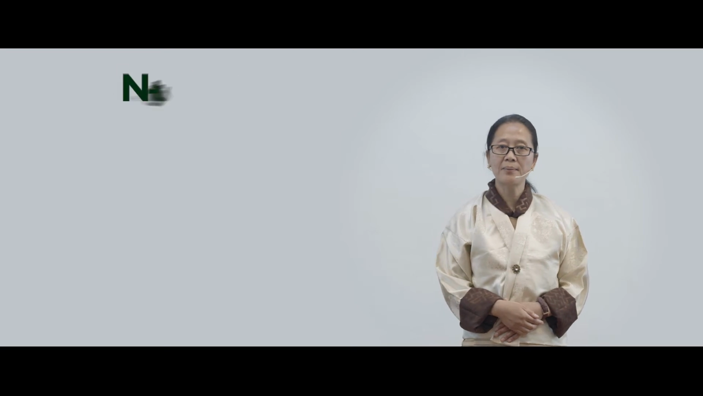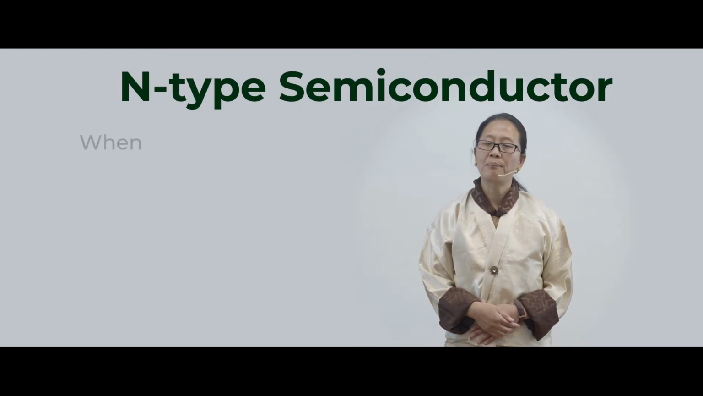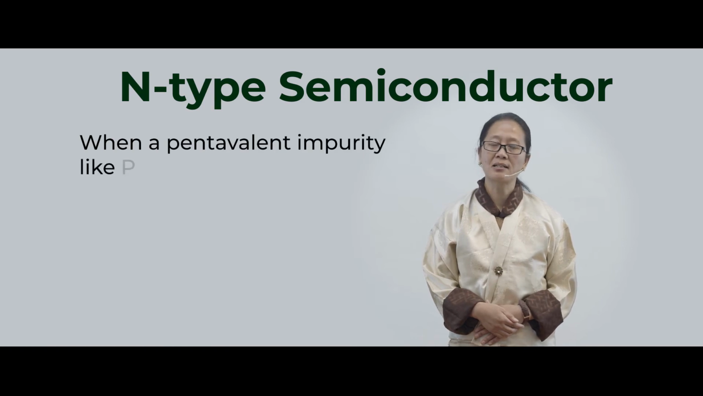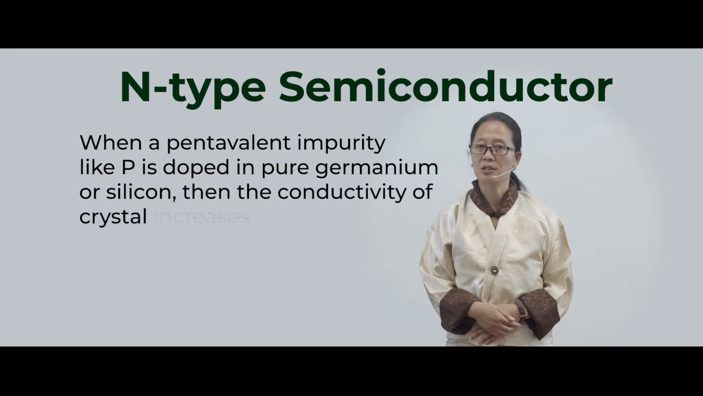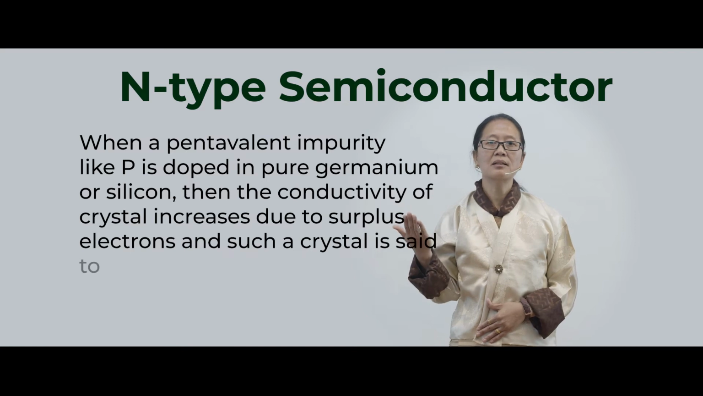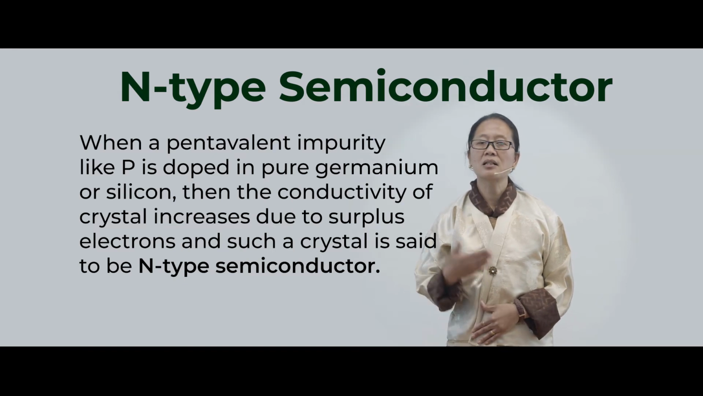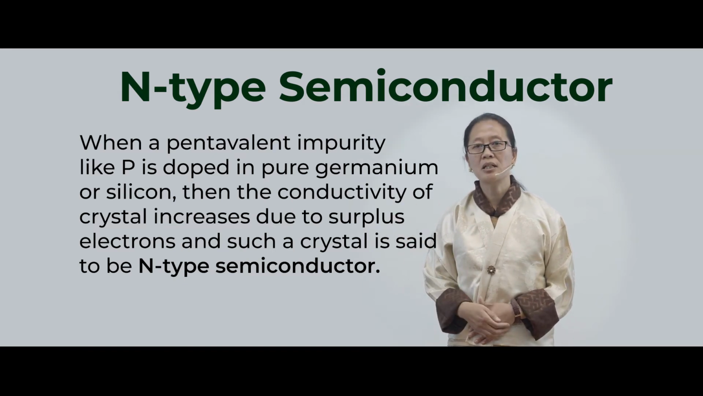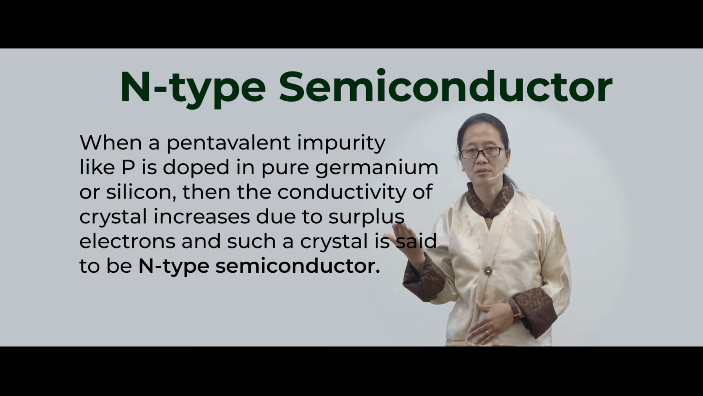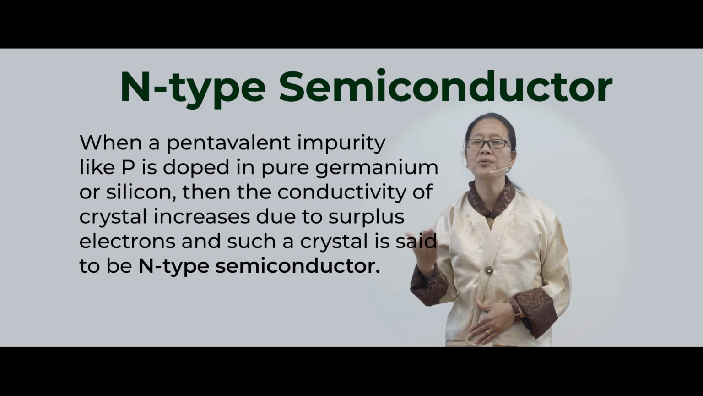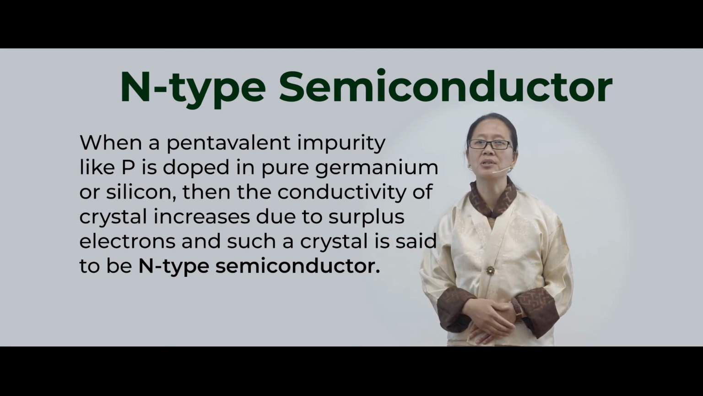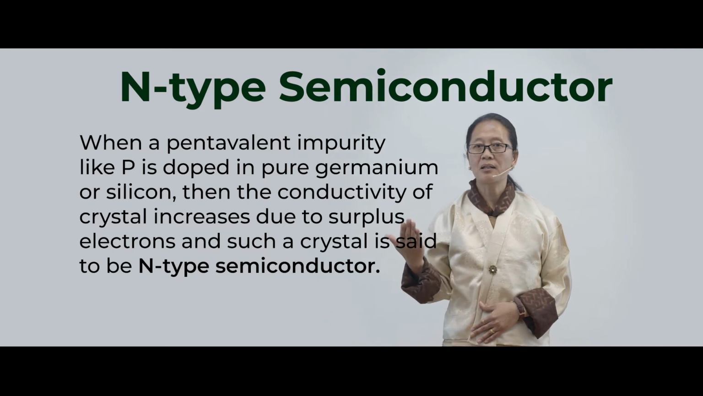Now let's look at the first type of extrinsic semiconductor, that is n-type semiconductor. If a pentavalent impurity is added to the pure semiconductor like pure silicon or pure germanium, then the semiconductor that we get as a result is called n-type semiconductor. In such type of semiconductor, the conductivity is due to the surplus electrons that they get from the impurity, that is the pentavalent impurity. Pentavalent impurity can be phosphorus.